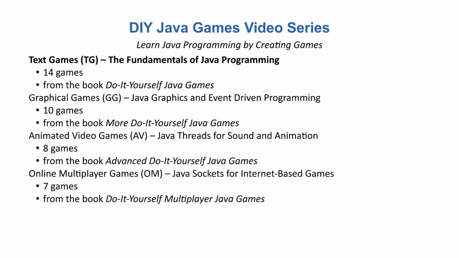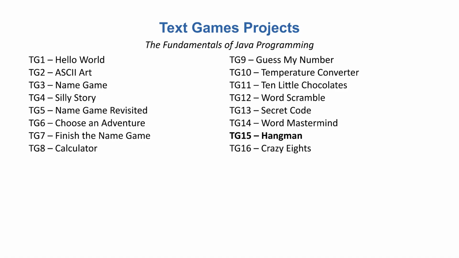We're currently in the Text Games video series, TG, the first of 4 types of games series. The focus of this series is to cover the fundamentals of Java programming. You learn how, when, and why Java programs are written the way they are. This series has 16 projects. Each project assumes you already have the skills taught in the previous projects. A link to the entire Text Games playlist is provided in the description below.